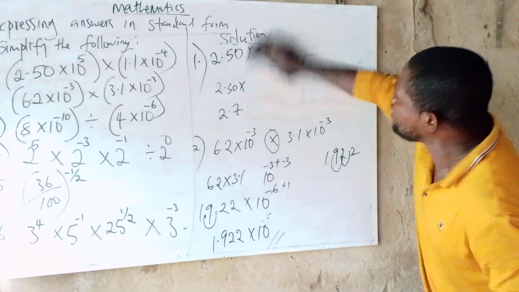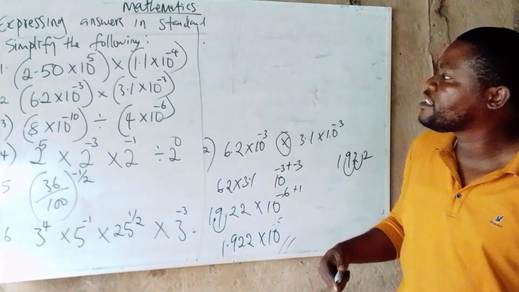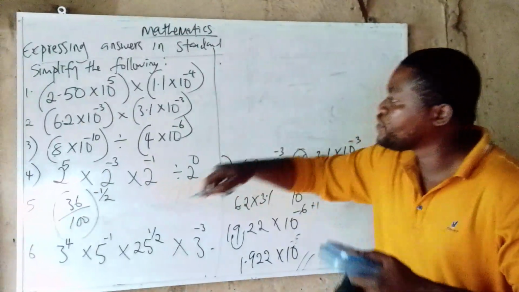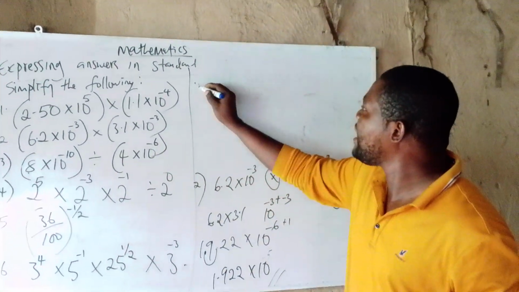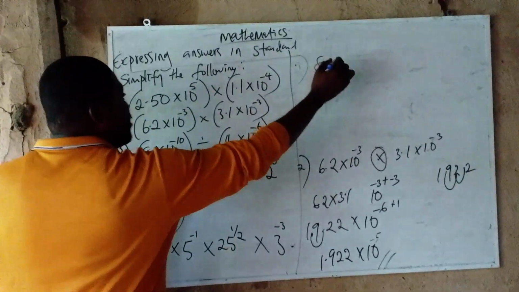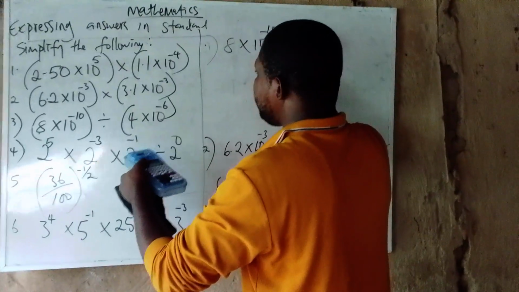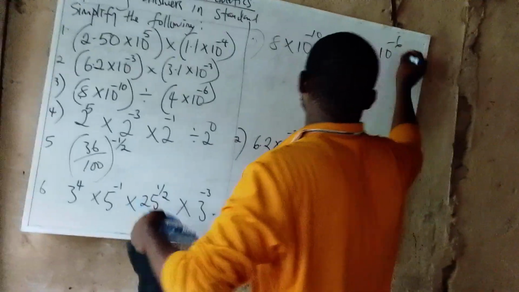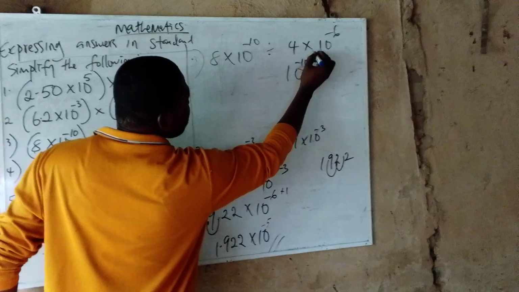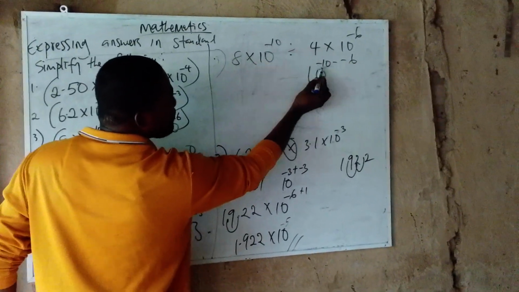So quickly, without wasting your time, let's look at question number 3. We are asked to divide. Indices law states that if you are multiplying common base, add their powers. If you are dividing common base, subtract their powers. So here, number 3 states that 8 times 10 raised to the power of minus 10 divided by 4 times 10 to the power of minus 6. Without wasting your time, 10, 10, I will just bring out 1 10. Here I have minus 10 minus 6. Now, this is 10, 10. I drop down 1 10. Minus 10 on top of here will drop here.